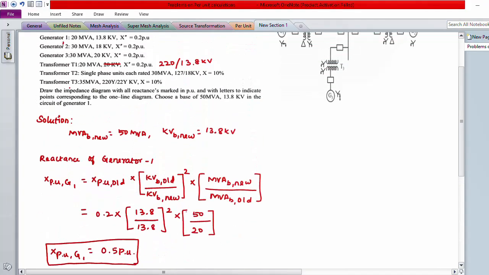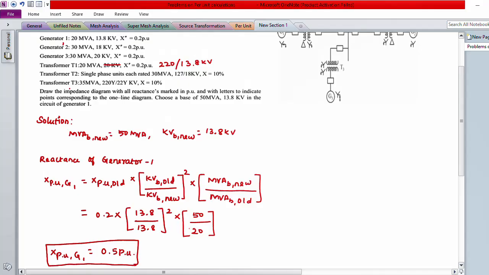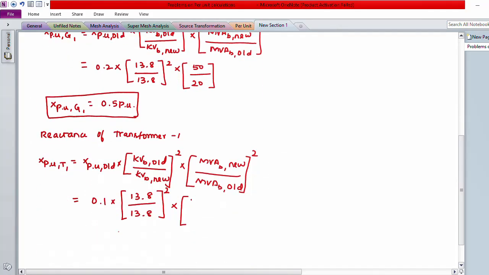MVAB new value of transformer 1 is 50, and the MVAB old value of transformer 1 is 20. So we have to substitute that: 50 divided by 20. So we simplify this value. The X per unit new value for transformer 1 becomes 0.2 per unit.